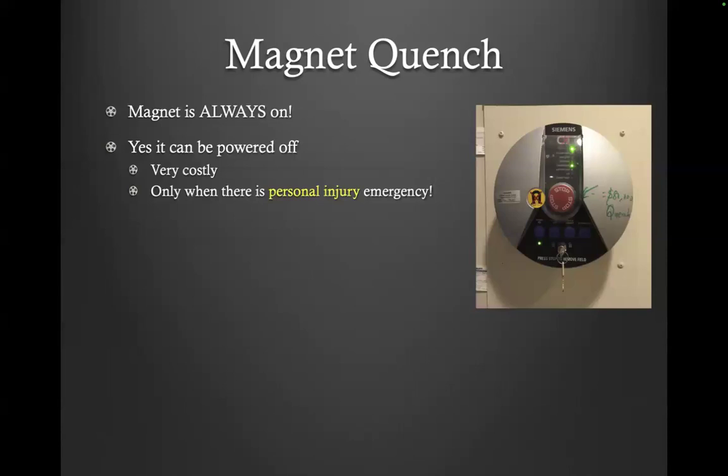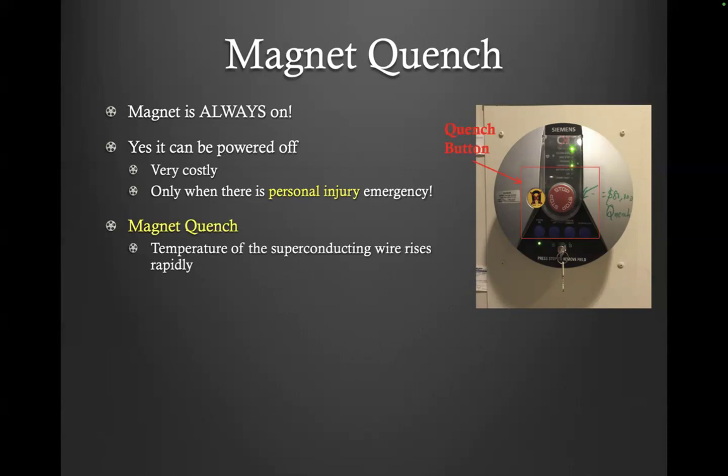So you typically have this device in the MRI control room, probably on the wall somewhere. There is a button covered by plastic for good reason, so that you don't accidentally hit it. This is a quench button.